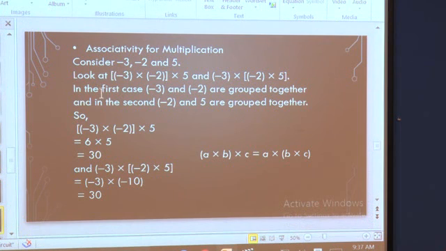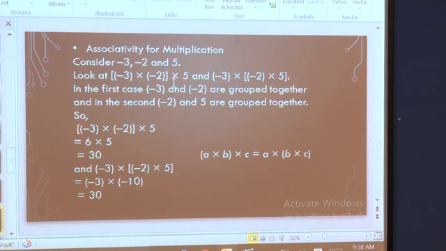That is, I had written in a square bracket minus 3 multiplied by minus 2, multiplied by the remaining integer, the whole number plus 5. Yes, I had multiplied with 5 and I had done the grouping in a different way. I had written minus 3 as it is, multiplied by the grouping of minus 2 and 5. So here I had written minus 2 multiplied by 5. This grouping and that grouping are different. The integers grouped are different, but the product will remain the same because it is multiplication.